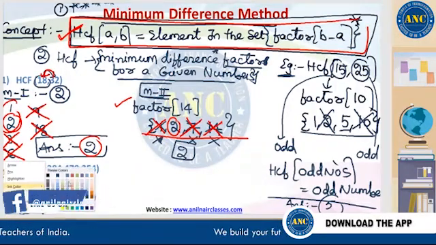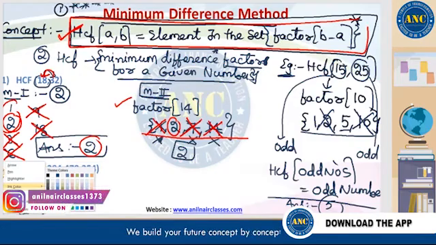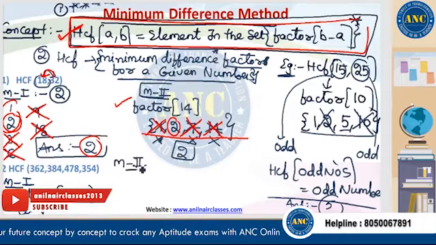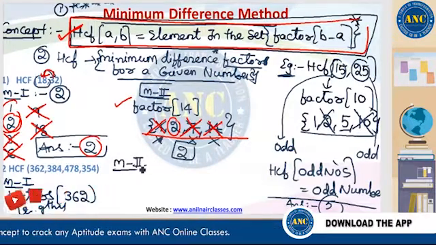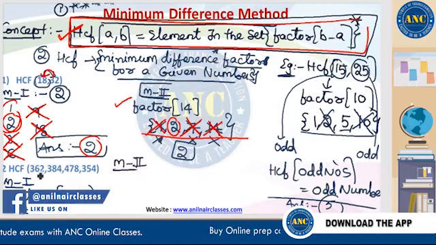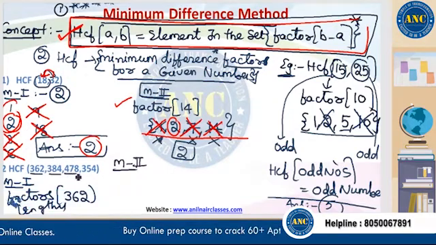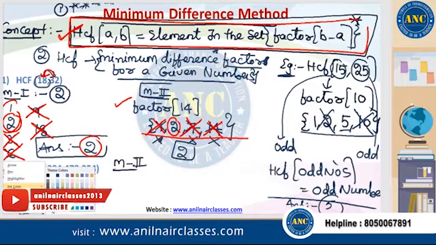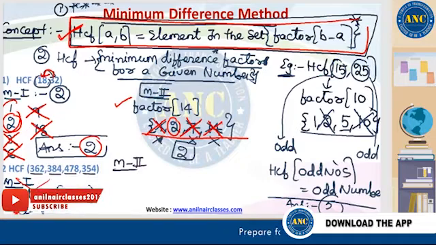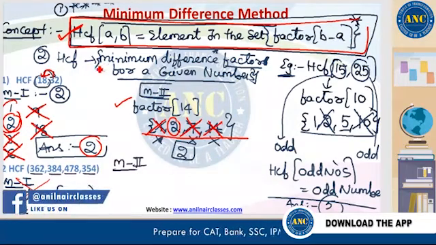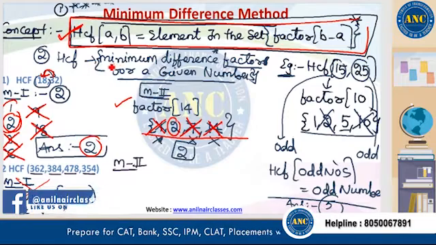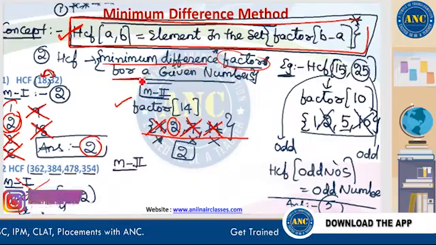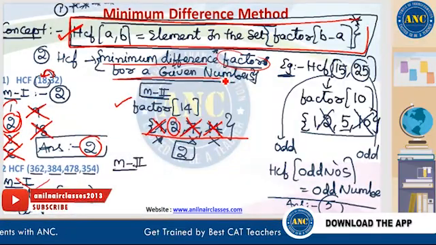Now see here. We will use the minimum difference method. The minimum difference method will be the best method to solve a few problems, like the second one: 362, 384, 478, 354. You don't need to take the factors of the lowest number. HCF is nothing but an element in the set of factors of the minimum difference for the given numbers. Minimum difference we have to find.